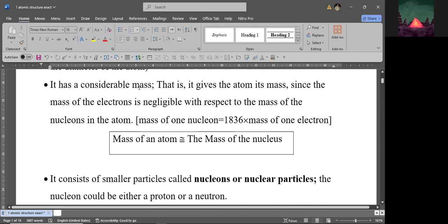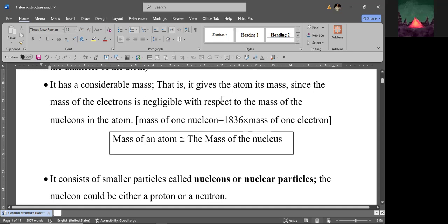Okay, the nucleus has a considerable mass. النيوكليوس عنده حجم صغير ولكن وزنه كبير. وزنه كبير بالنسبة لشو؟ طبعا it gives the atom its mass. يعني هو اللي بيعطي الذرة وزنها، لأنه الذرة هي عبارة عن spaces around the nucleus. Okay, spaces فراغ. مشان هيك the space around the nucleus is occupied by electrons. So الفضاء اللي حوالين النيوكليوس معبى electrons. Okay, هو عامل electron cloud.